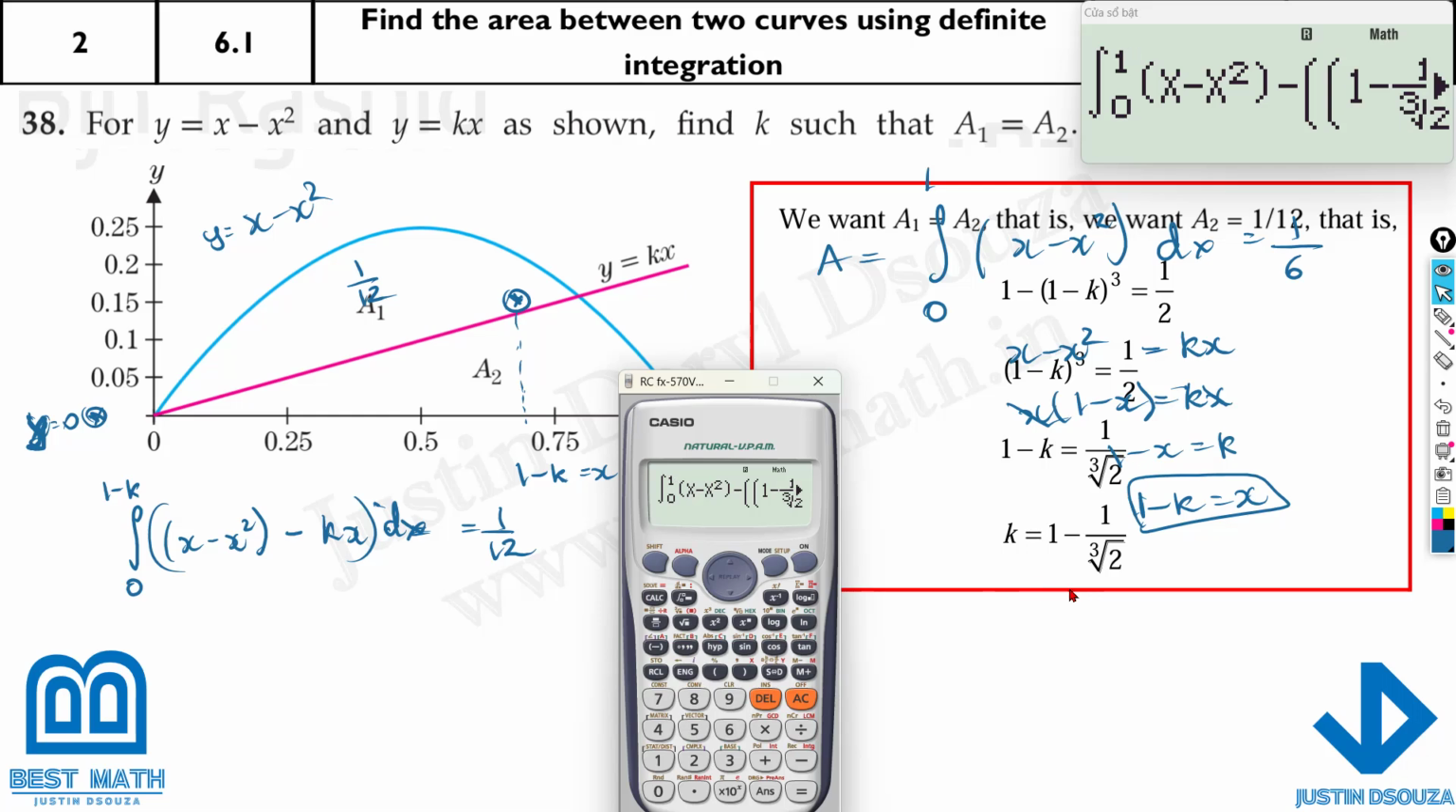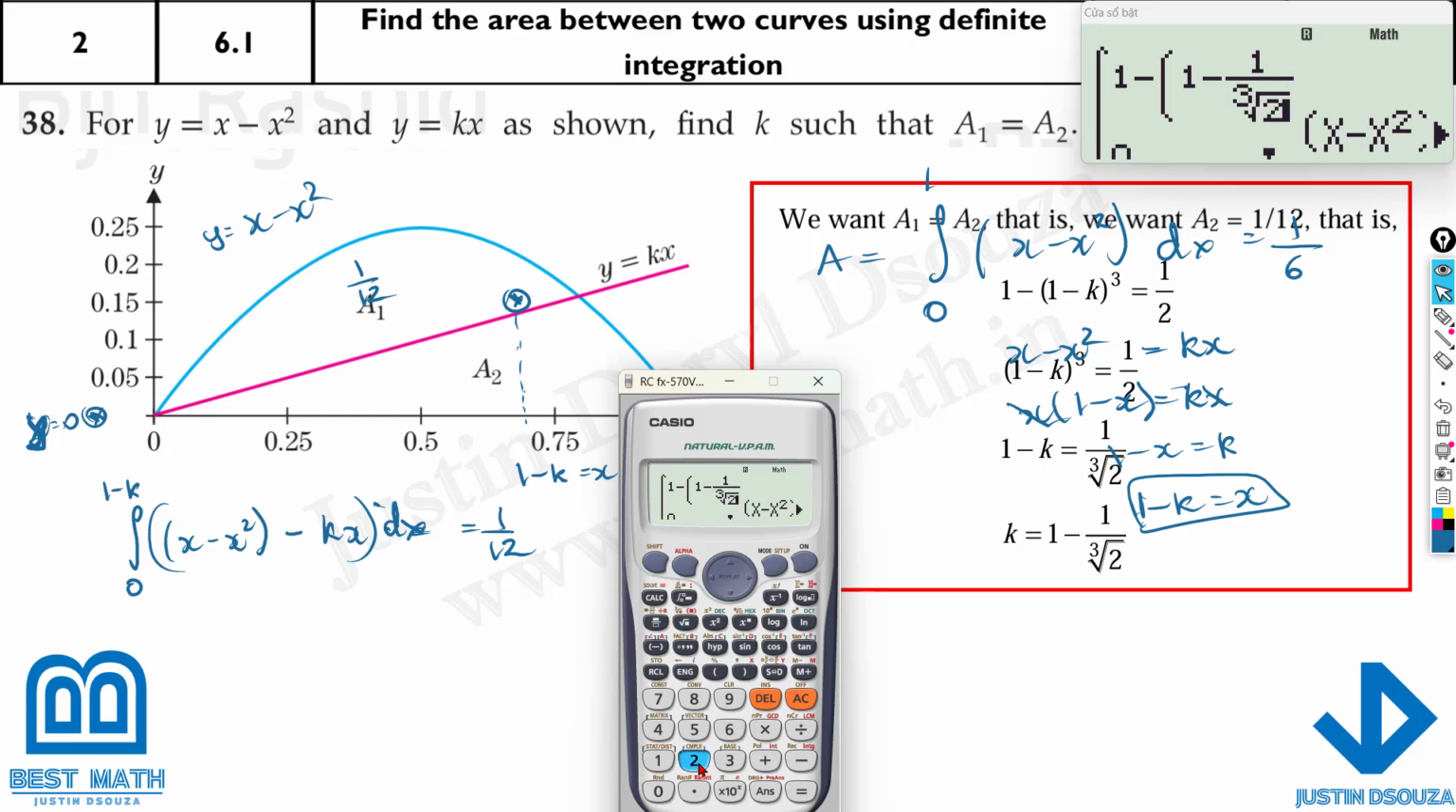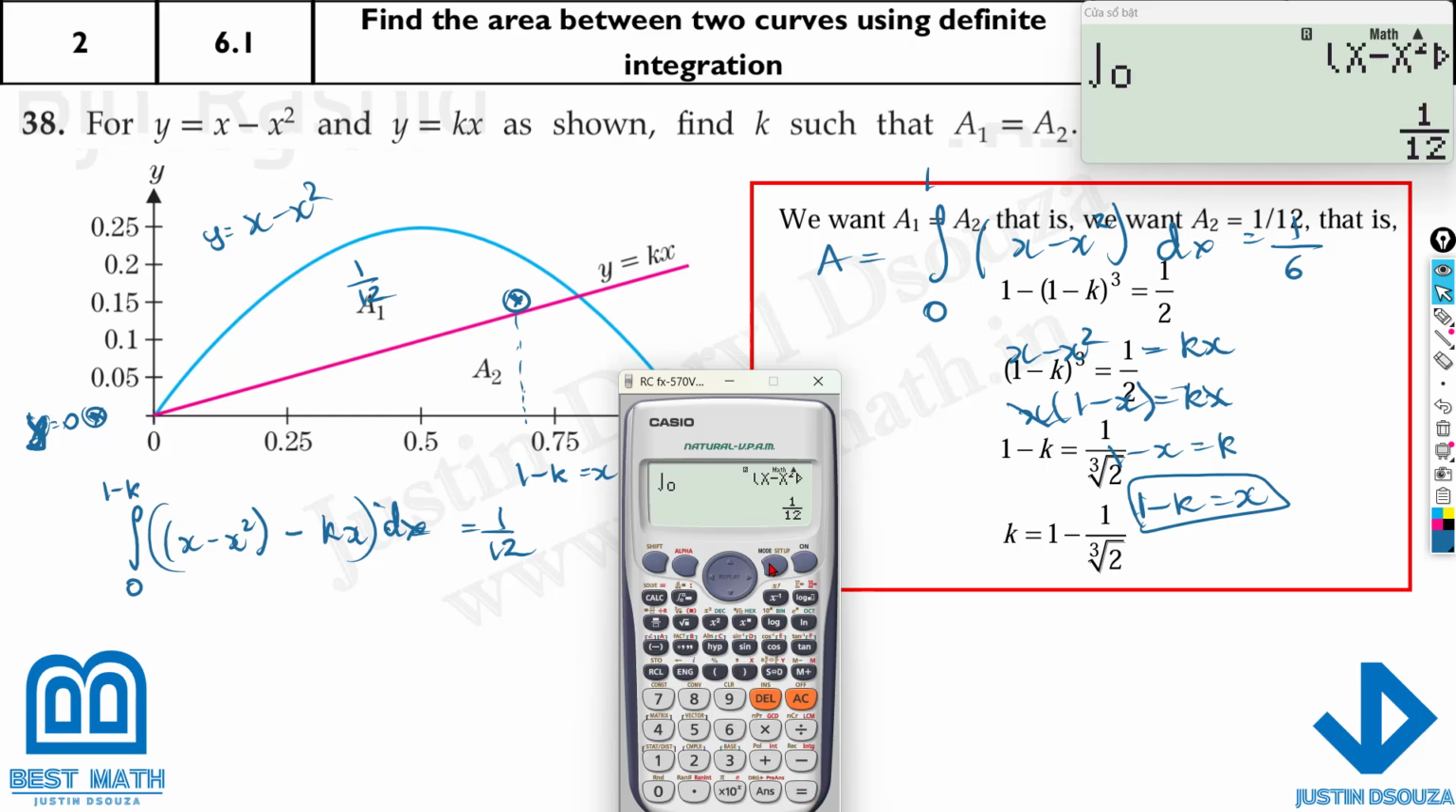Now again I have to write this minus, use the bracket. Why? Because it's 1 minus, there are 2 terms over here. So 1 minus 1 divided by cube root 2, close the bracket here. And here we go. The answer has to be 1 by 12 because we know that's the area. So this is how we can solve it.